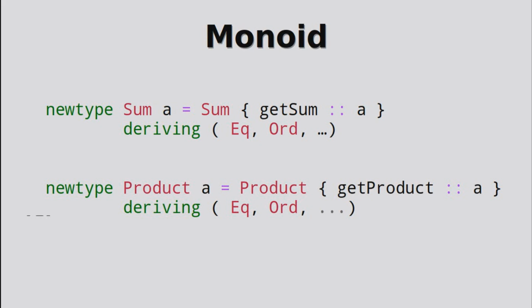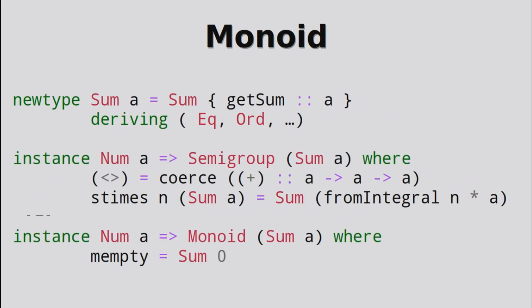Okay, so how would the monoid be defined for sum and product? Well, let's look at the definition for sum. Of course, if you want to build a semigroup for a sum, then it has to be of a numeric type, otherwise it makes no sense at all. And basically, the diamond operator now is the addition. The coerce function is simply used for some type managing here, so let's not get distracted by that. Really, the definition of the diamond operator is the plus operator or the addition operator.